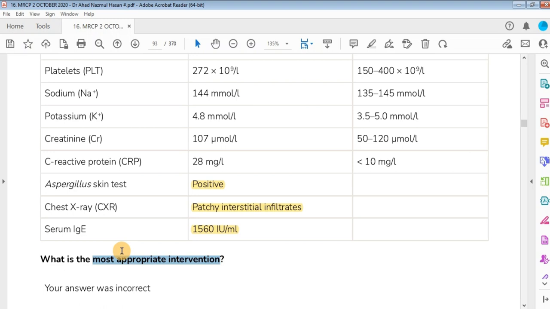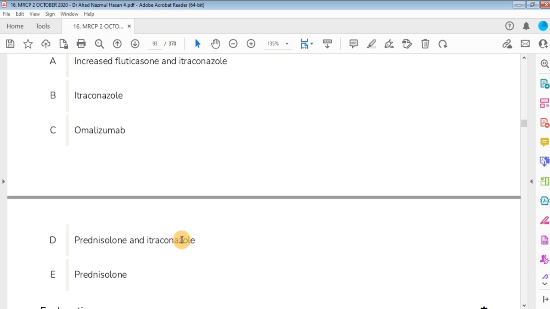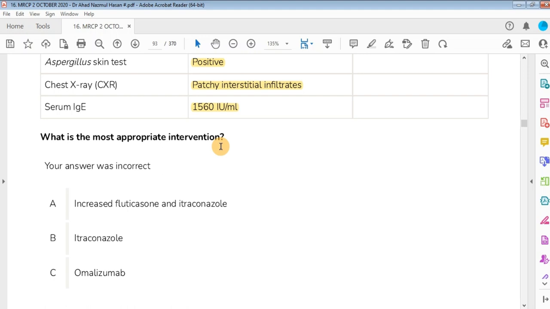And severe asthma plus significant elevation of eosinophils is the indication for mepolizumab. And mepolizumab is an interleukin-5 monoclonal antibody. So the most appropriate choice of treatment here should be a combination of oral prednisolone and itraconazole. But if they had asked regarding what should be the next step or what should be the first line choice of drug, then the answer would be only prednisolone.